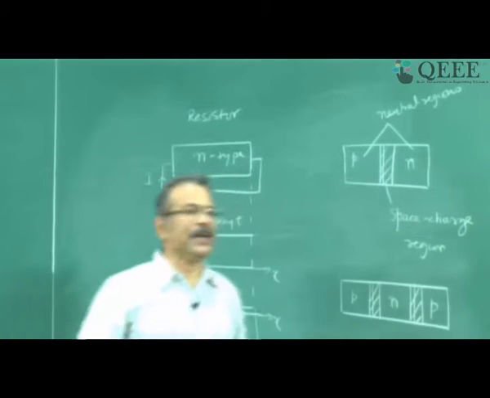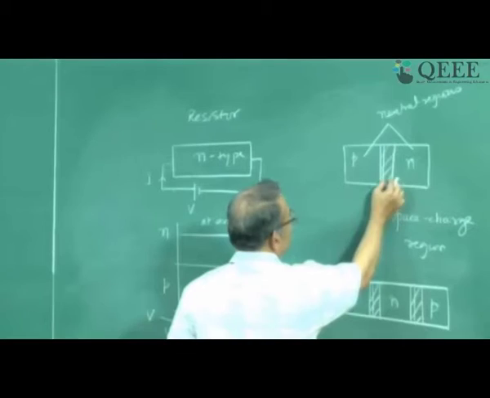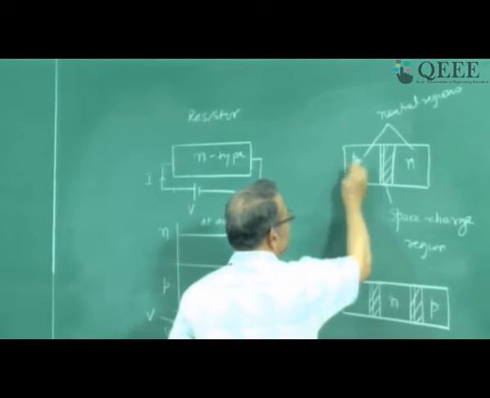Okay, step 3: combine the information regarding N, P and psi obtained in different regions, ensuring continuity of these parameters across the boundaries separating the regions, to obtain the complete picture regarding the terminal current as a function of the voltage applied between device terminals. So here I have understood the space charge region separately, the neutral region separately. I must combine the information.